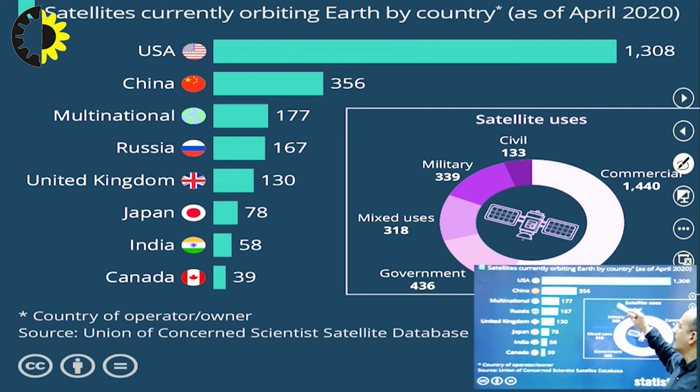As of 2020, the data given by Statista shows that the USA has 1308 satellites in space, China 356, multinational European Union 177, Russia 167, United Kingdom 130, Japan 78, India 58 and Canada 39. These figures are from April 2020. After that it is still increasing, and all these satellites are going to create the near future debris.